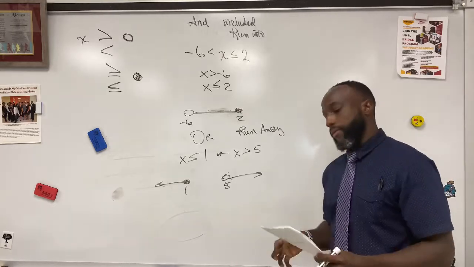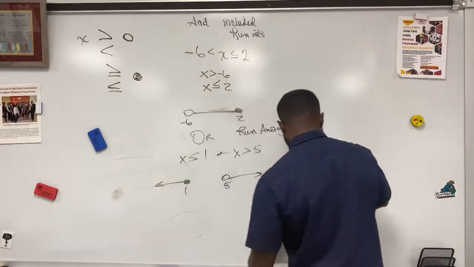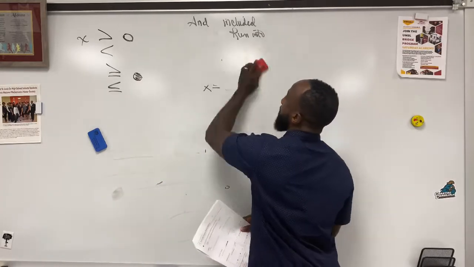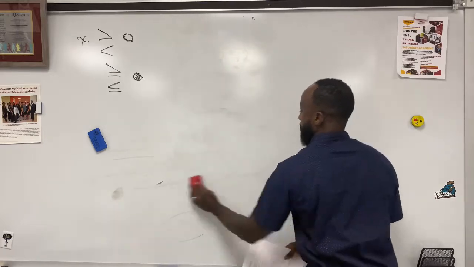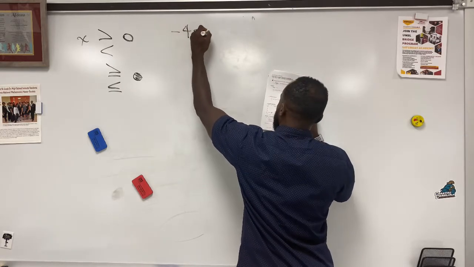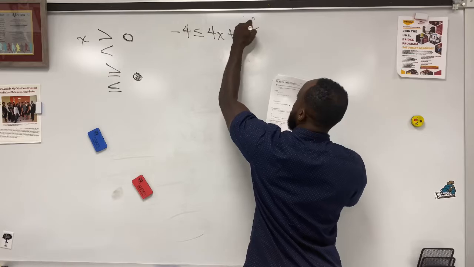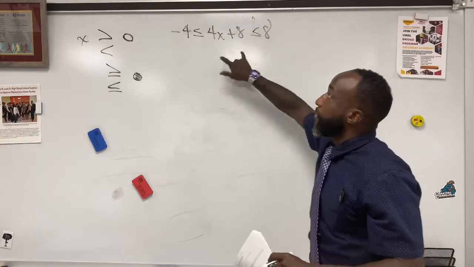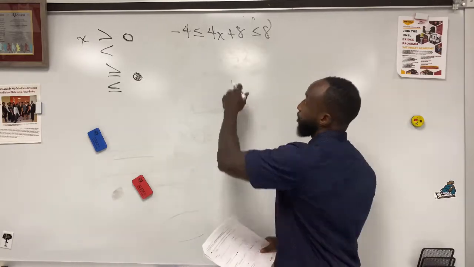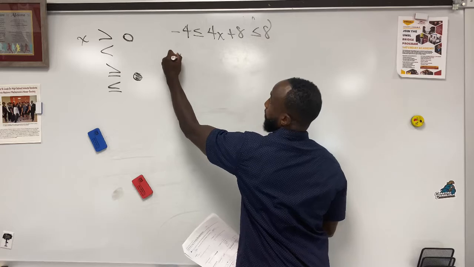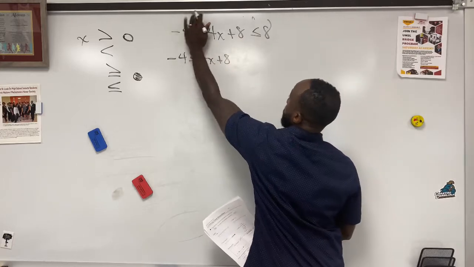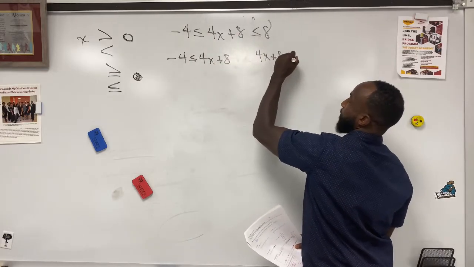Let's solve one now. All right, so let's solve this one. -4 less than or equal to 4x plus 8 is less than or equal to 8. When you have an equation like this, what you really have is two equations, so break those up. So you got this equation, -4 is less than or equal to 4x plus 8, and you have this equation, 4x plus 8 is less than or equal to 8.